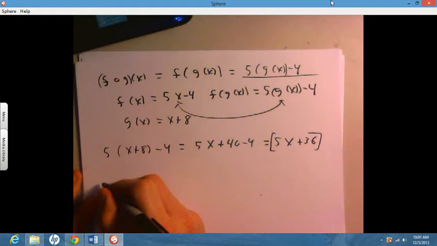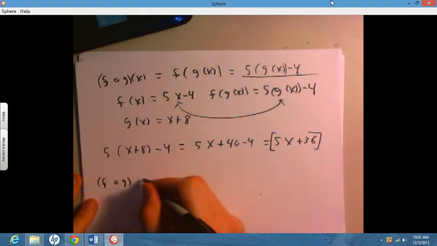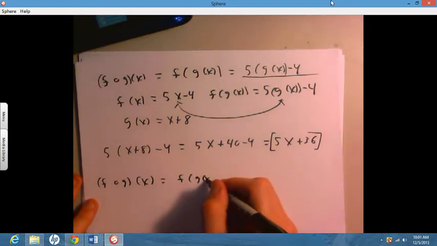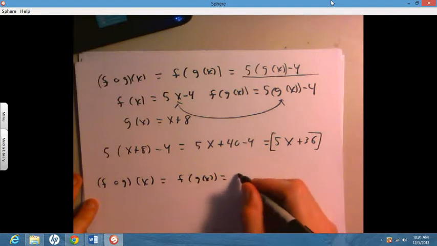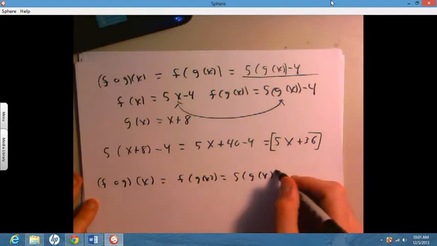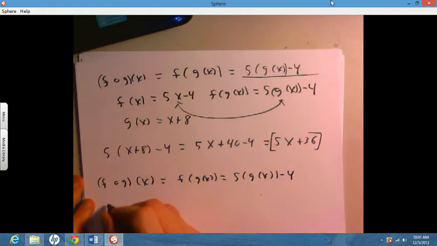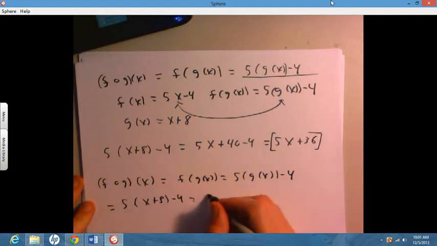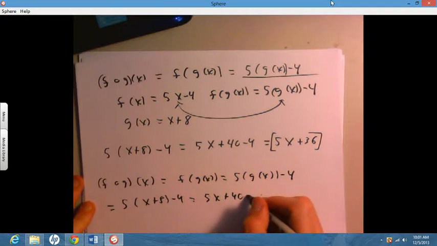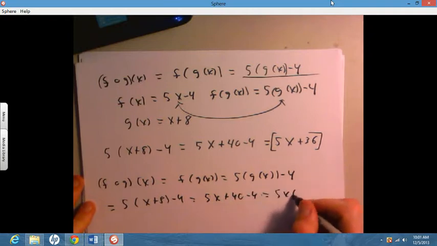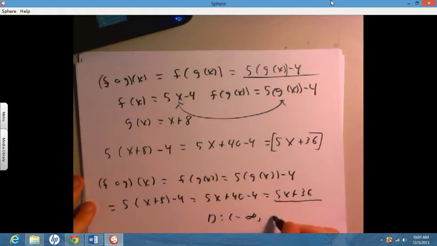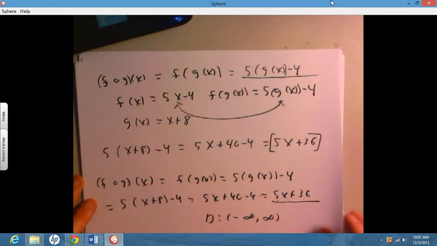And just to write it, f composed with g of x is just equal to f of g of x, which is equal to 5 times g of x minus 4, but g of x is x plus 8. So this is equal to 5 times x plus 8 minus 4, which is equal to 5x plus 40 minus 4, which is equal to 5x plus 36. Now this is just a polynomial, and polynomials are defined for all real numbers, so the domain here is negative infinity to infinity.